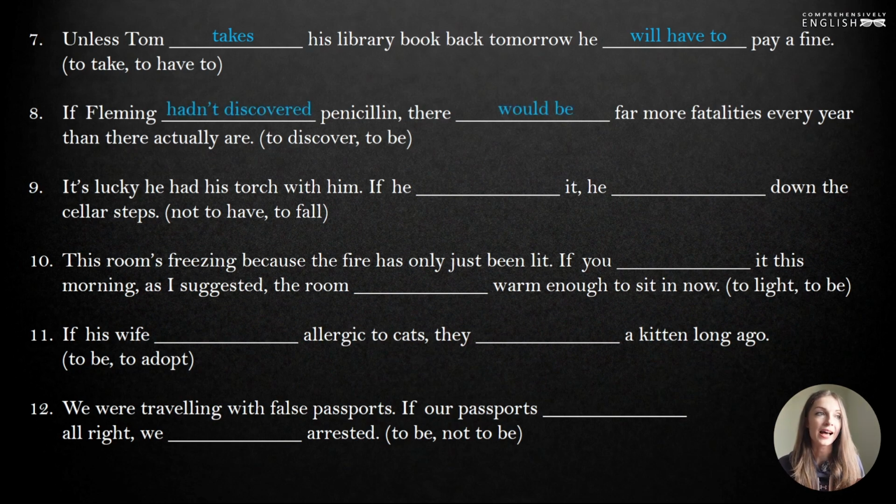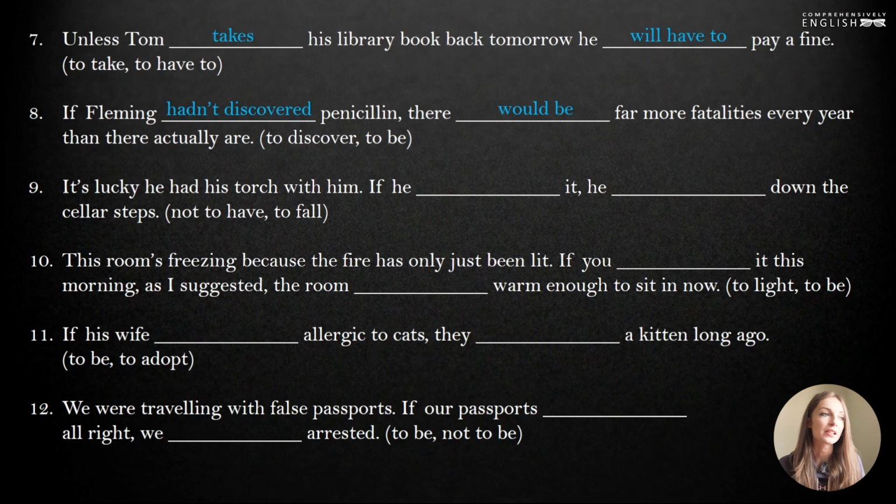Number 8. If Fleming hadn't discovered penicillin, there would be far more fatalities every year than there actually are. A mixed conditional once again. The result here is in the present and the condition is in the past. If there and then he hadn't discovered penicillin, today the situation would be different. We are talking about an unreal present.